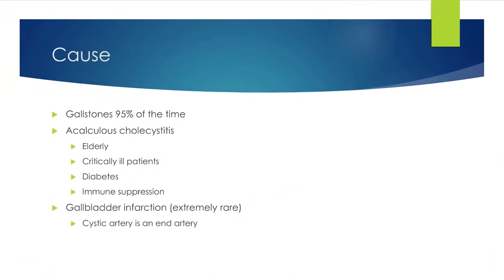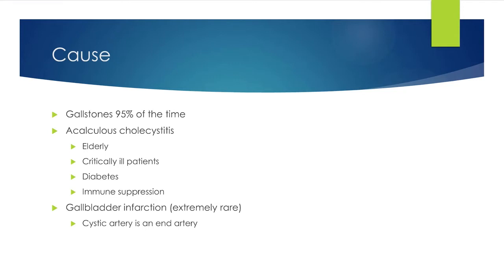Now, we know that 95% of the time when there is acute cholecystitis, it's caused by gallstones. There are other cases where you can get acute cholecystitis with no discernible stones on imaging, and this is called acalculous cholecystitis. That does usually happen in elderly people, with those who are critically ill, patients with diabetes, people on immunosuppressive medications for either autoimmune disease or organ transplant.